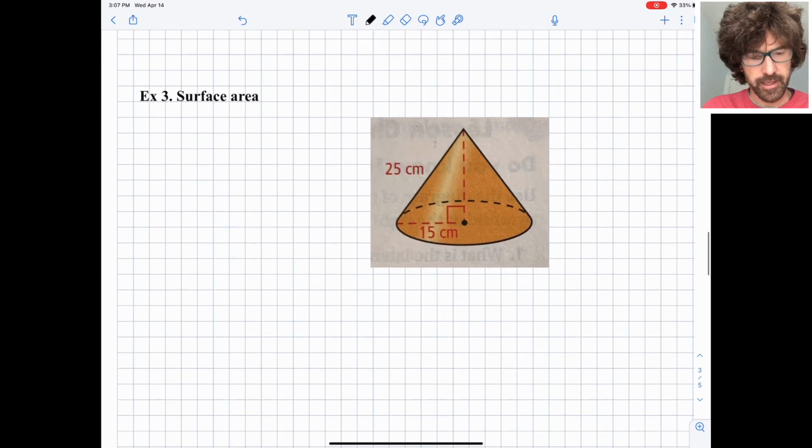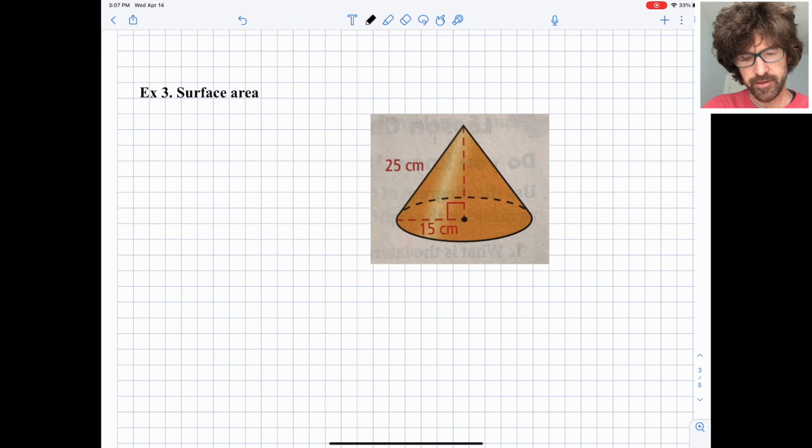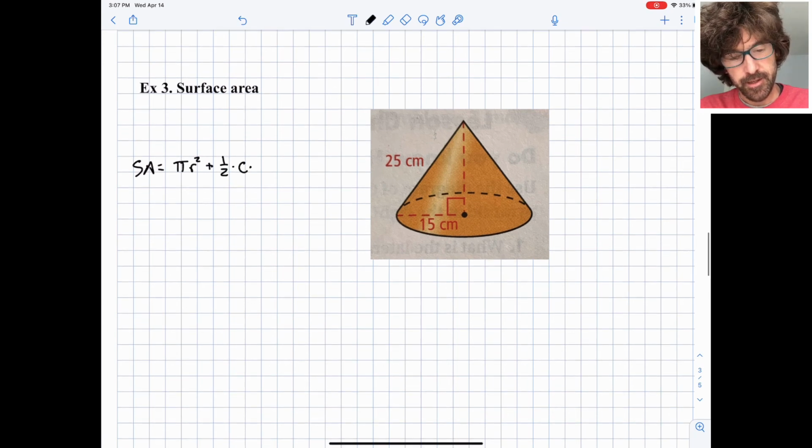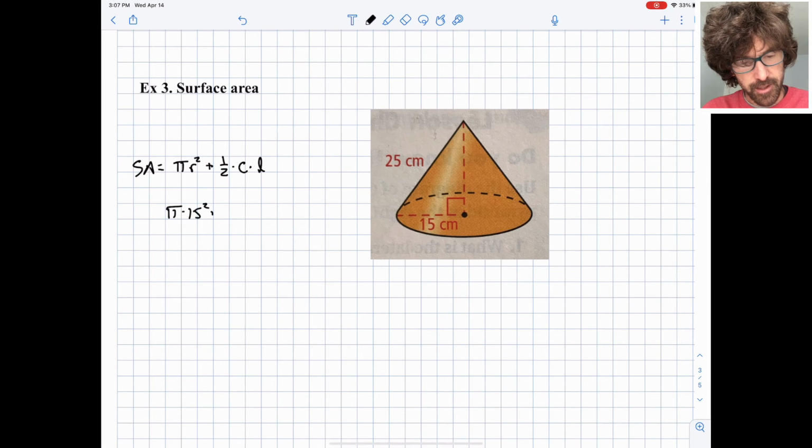So let's do an example right here. We have a cone. Looks like we have a slant height of 25, a radius of 15. Let's find the entire surface area of the cone. So the surface area is going to be pi r squared, which is the circular base, plus 1/2 times the circumference times the slant height of 25. Let's plug in what we know. So we have pi times 15 squared plus 1/2 times 2 pi times 15, all times 25.